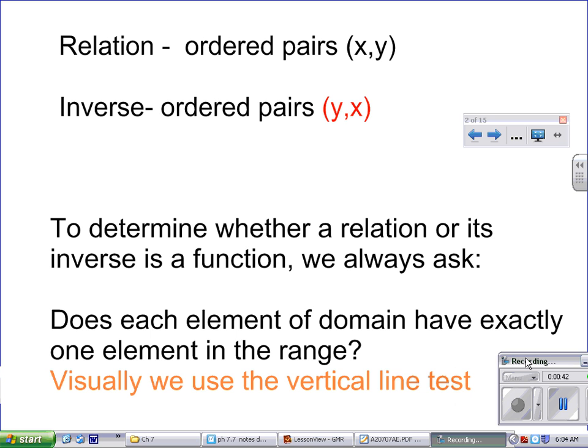To determine whether a relation or an inverse is a function, it's back to our same question we've talked about all this year. Does each element of the domain have exactly one element in the range? Does it pass the vertical line test? And our other sentence is, for every x, there's one and only one y.